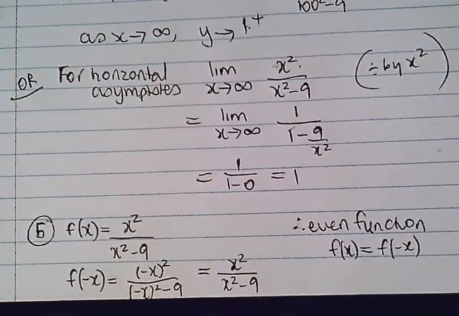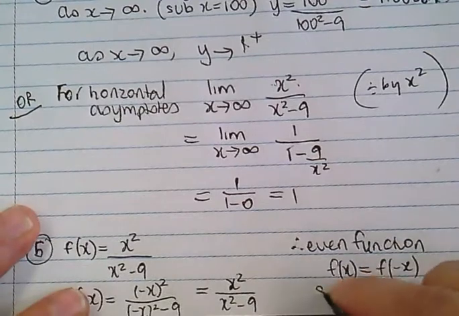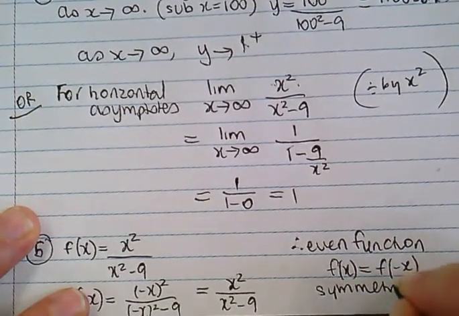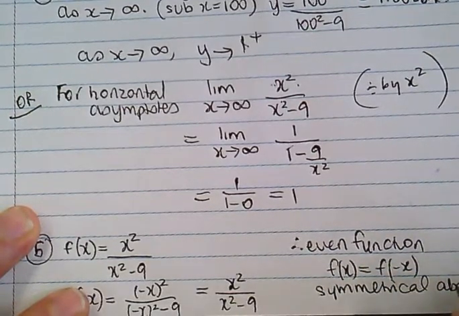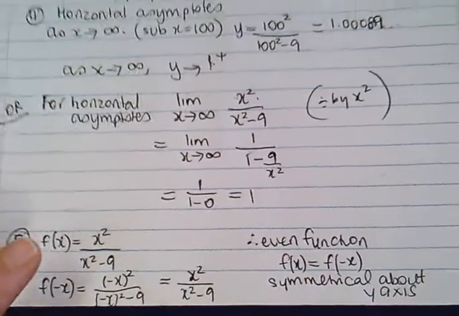In other words, thank goodness, I don't have to substitute in negative 2.9, I don't have to substitute in negative 3.1, and I don't have to substitute in negative 10 or negative 100. I can just go back up to my drawing. Even function, therefore it's symmetrical about the y-axis. Do you see why we checked for that?